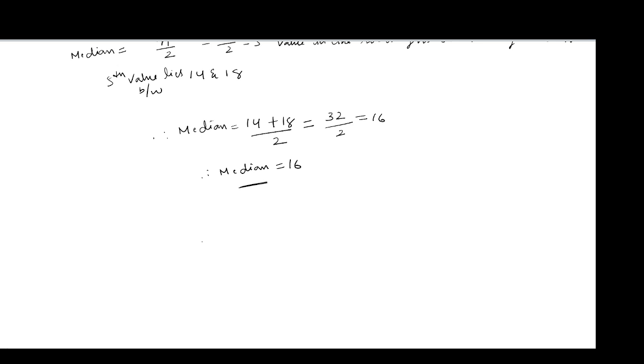So median should be calculated in this way. First we have to arrange the data either in ascending order or descending order. Then check for the series whether it is an odd series or even series. If it is odd series, use the formula n plus 1 by 2. If it is an even series, use the formula n by 2. Then the value whatever you get after calculating n by 2, from there check the value which gives the value of median.